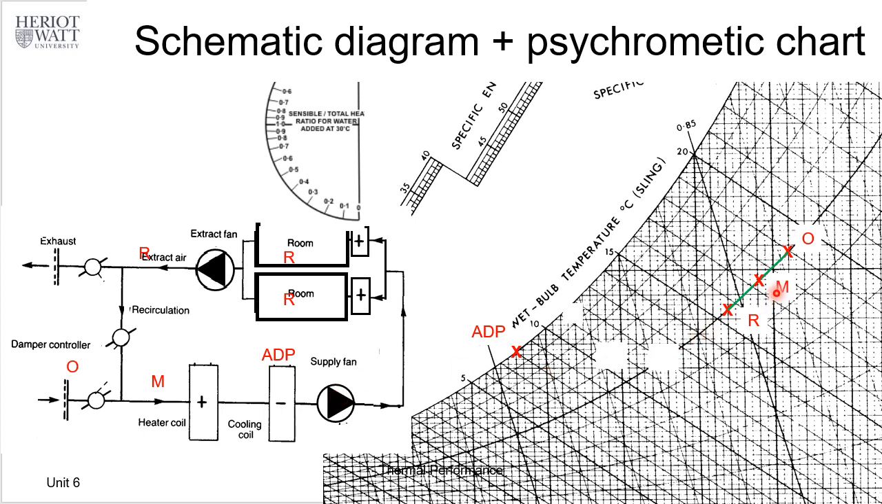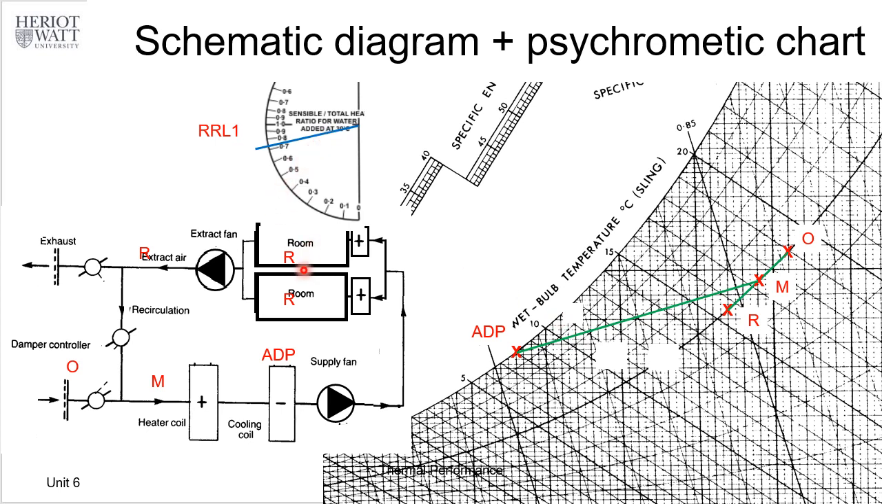And then on the psychrometric chart, it is a line from M over the ADP. So after this coil, the temperature will be on this line somewhere. We don't know yet, however we can find it out later. Now, let's look at the room ratio line.